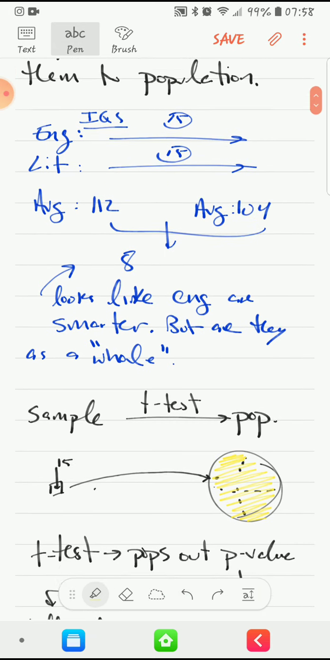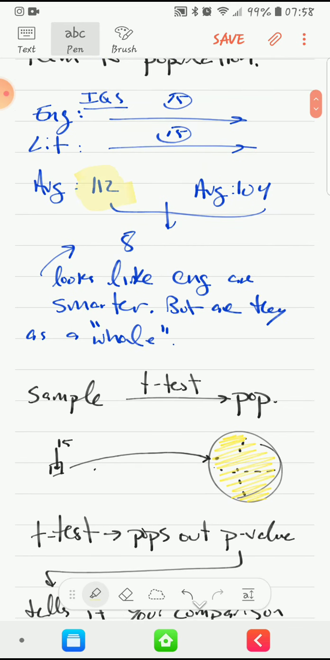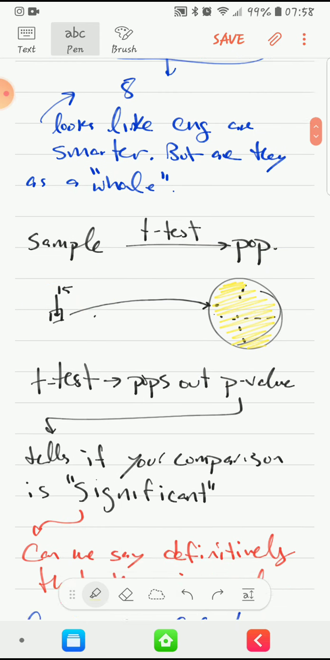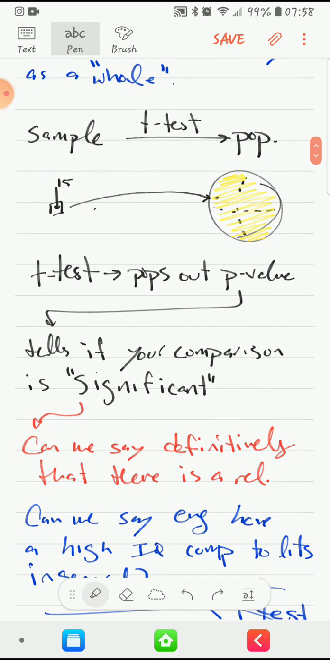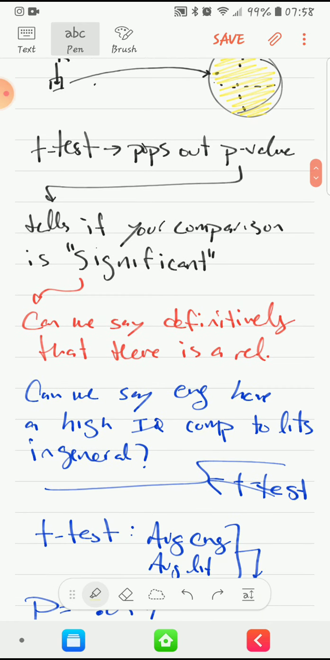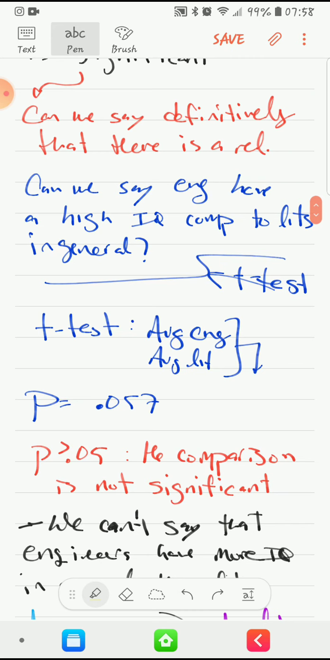Now, what we want to do is, can we say the engineers look like they're smarter, 112 versus 104, but can we say that they're smarter as a whole? That's what the t-test does. It compares the sample, which is 15, to the population, which is like the whole earth, right? Well, I shouldn't say the whole earth, but roughly speaking, you can always abstract the population to the whole earth. So basically, your t-test is going to tell you if your actual average difference is significant on a large scale. Can we definitively say that the engineers are smarter as a whole?